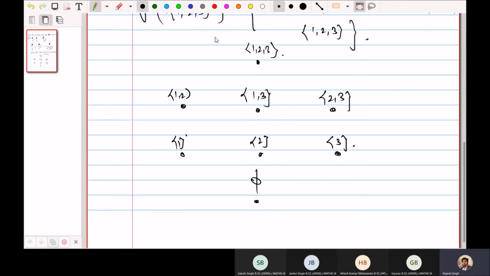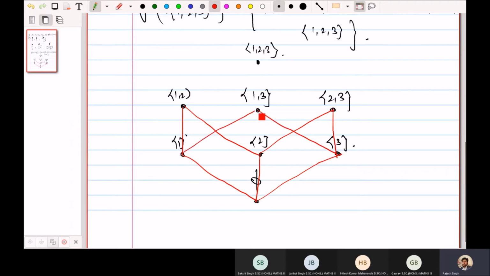We have already seen this earlier also, right? So this is related to this, this is related to this, this is related to this, this is related to this, this one is related to this, this one is related to this, and then this one is related to this, and these all three are related to this. So again a cube.